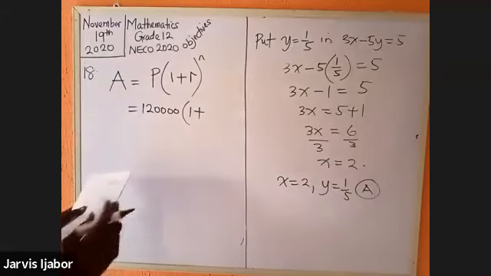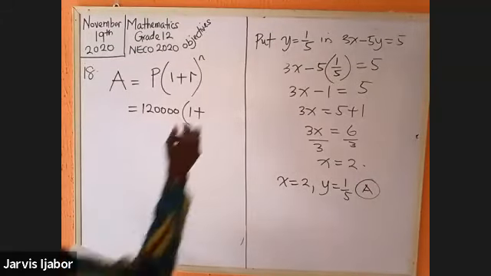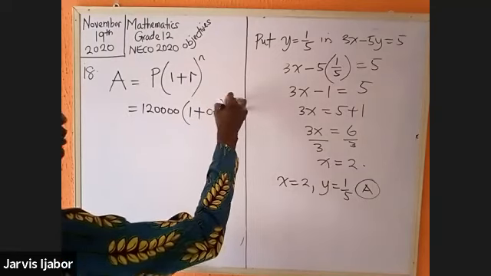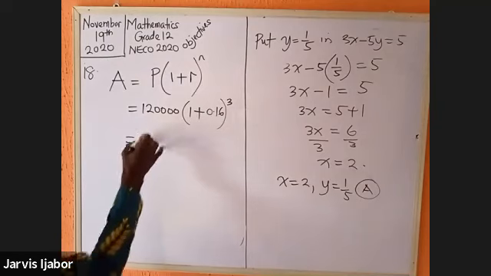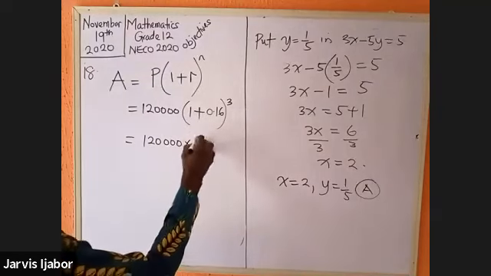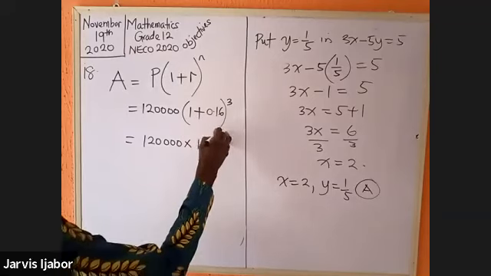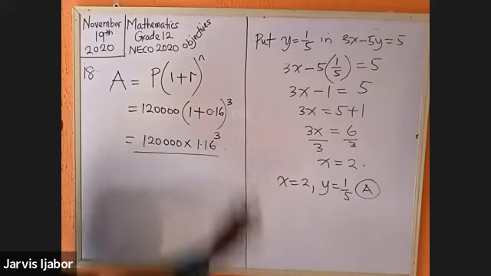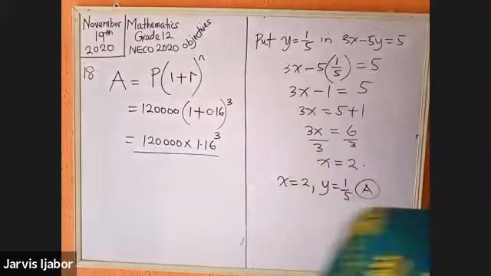So you are told 16%. That 16% will be what? 0.16. All raised to the power of what? 3 years. So that will be equal to 120,000 times 1.16 all raised to the power of 3. Now, students will ask me, sir, how am I going to manipulate this? That's where you need your 4-figure table.